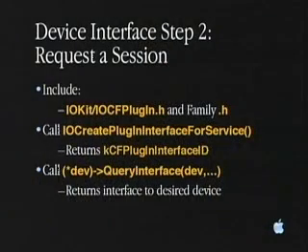And in step 2, you're going to need to call IOCreatePlugInInterfaceForService if this is a CF plugin style user client. The technique here is to take the cookie that you got from searching the IO registry and request a session here. So you basically create a plugin interface. This loads the CF bundle into your application, and then you call QueryInterface, which actually returns an interface to the desired device.